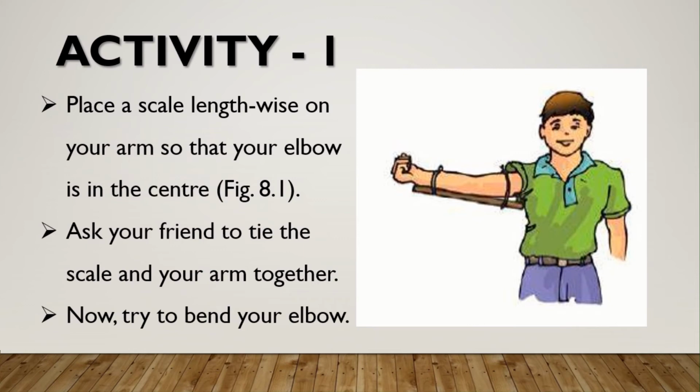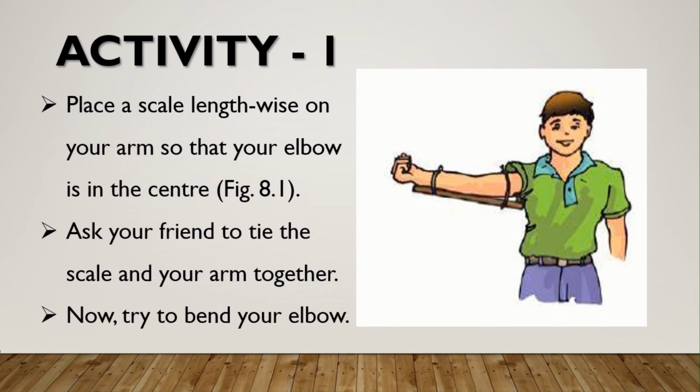Place a scale lengthwise on your arm so that your elbow is in the center. The elbow has a joint in between, but we are taking that joint as one long part, one straight part, where it bends. Elbow is in the center, so the elbow is now fixed. Then ask your friend to tie the scale and your arm together.